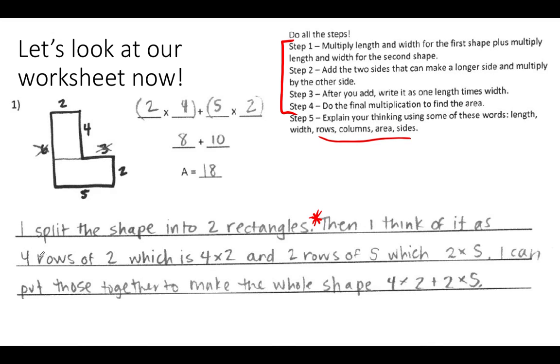Then I think of it as 4 rows of 2, which is 4 times 2, and 2 rows of 5, which is 2 times 5. It's so silly, but just this bit of adding rows is what I need to explain the fact that I multiplied. This is the word that makes all the difference here. I can put those together to make the whole shape. 4 times 2 plus 2 times 5.